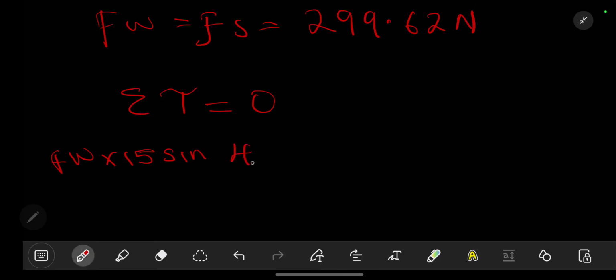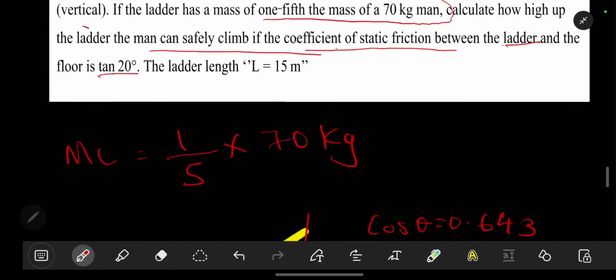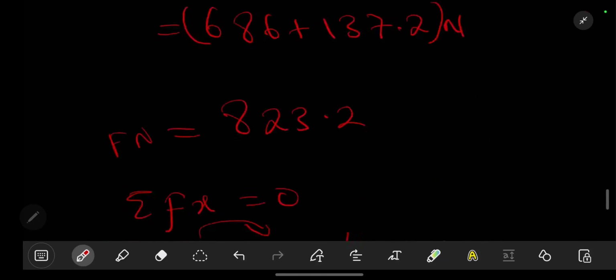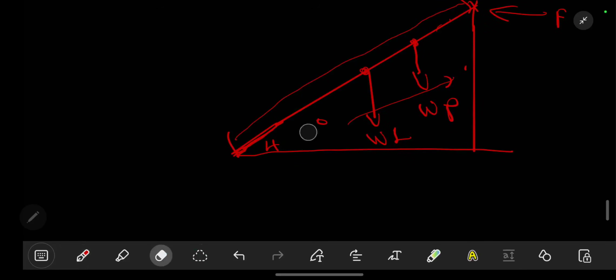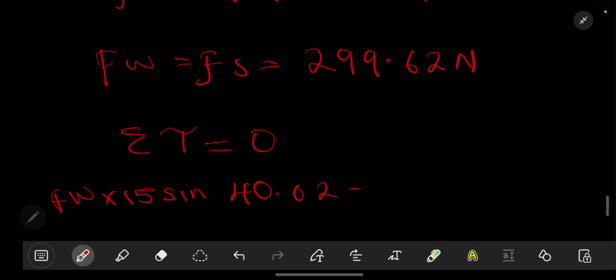So we found it to be 40.02. So remember our x here, we are using this angle, not that angle. I made a mistake, so it's 40.02, like that. So we are going to have our 40.02. Then we have minus the weight of the ladder. The weight of the ladder, we have found it to be 137.2.